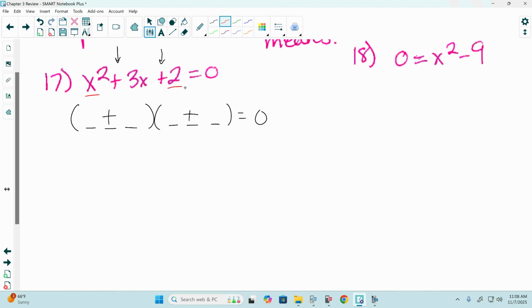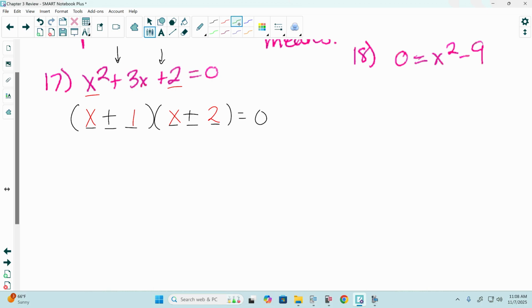Moves us to step number 4, our factors of the first and third term. First term is x squared. Well, the only factors of x squared are x and x. That's it. Factors of 2: 1 and 2. That's it. We only had 1 set of factors, so we just plugged them in.